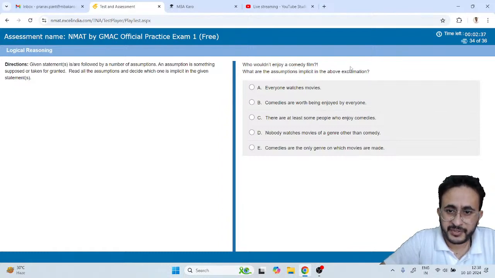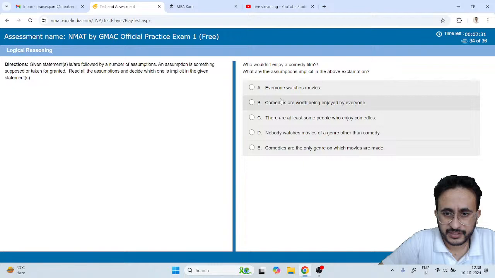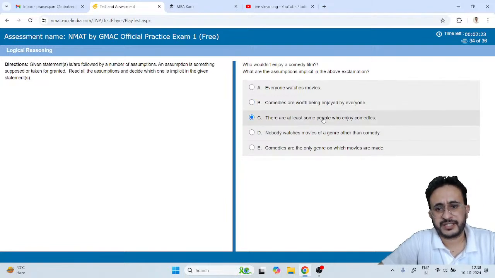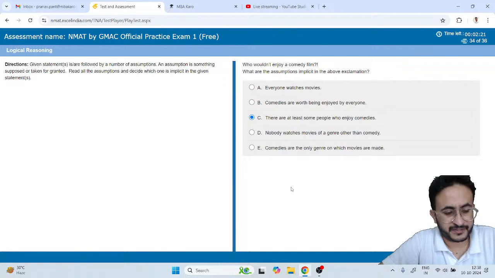Who won't enjoy a comedy film? The assumption is that people love comedy films. Everyone watches movies? Can't say. Comedies are worth being enjoyed by everyone, possibly at least some people. So we can't say that comedies are enjoyed by everyone, but there will be some people who enjoy comedy.